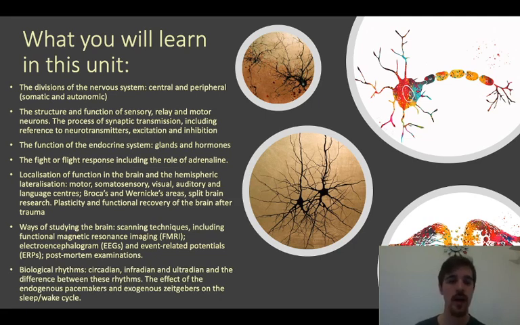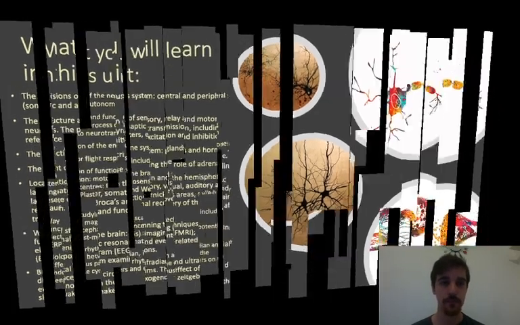It's the circadian, the infradian, the ultradian, all these differences that we'll be looking at in between these rhythms, the effects of the endogenous pacemakers and exogenous zeitgebers on the sleep and wake cycle. So this is what we're in for. This is quite a lot of biology that we'll be looking at, so if you've got an interest in this, this should be quite interesting.